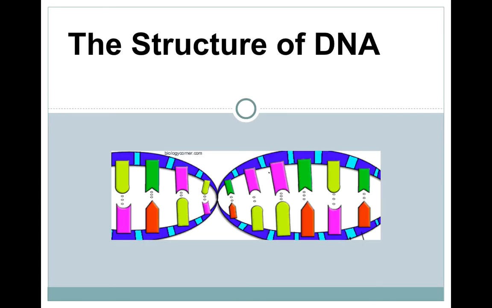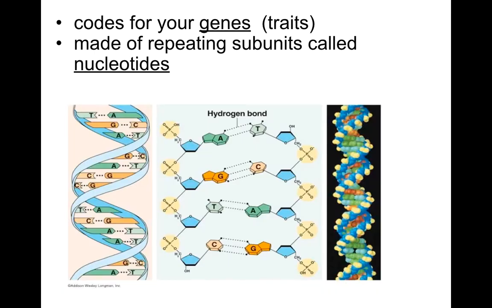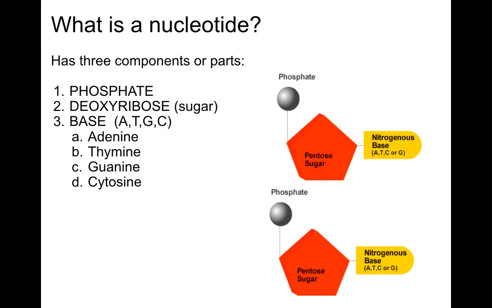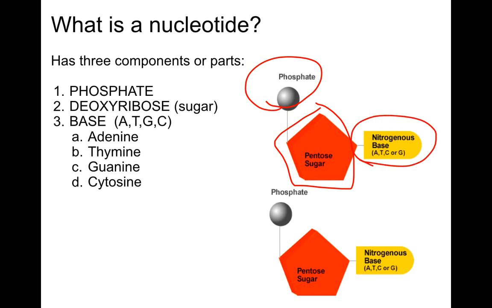We're going to talk a little bit about the structure of DNA. So DNA codes for your genes or traits. It's made of repeating subunits called nucleotides. So what is a nucleotide? It's made up of 1 phosphate, 1 deoxyribose or sugar, and a nitrogenous base. So here's the phosphate, here's the sugar, and then here's the nitrogenous base. There are 4 different choices, which are adenine, thymine, guanine, or cytosine.